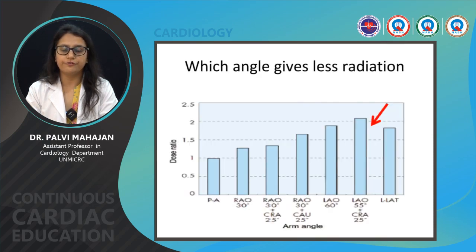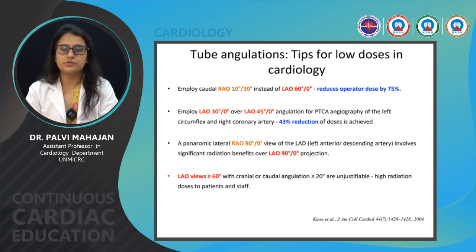Which angle gives the least radiation? It is LAO 55 and cranial 25. Tube angulations are very important for optimizing the radiation. Employ caudal views RAO rather than LAO caudal views: RAO 10 30 instead of LAO 60 0. It reduces the operator dose by 75%.